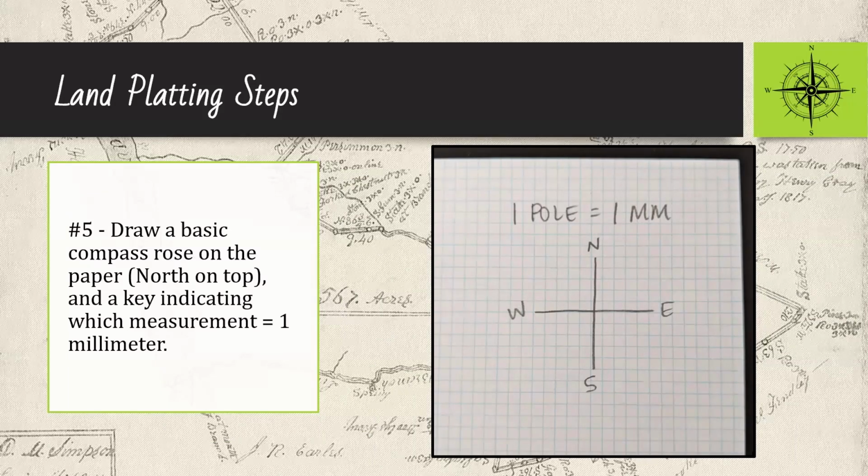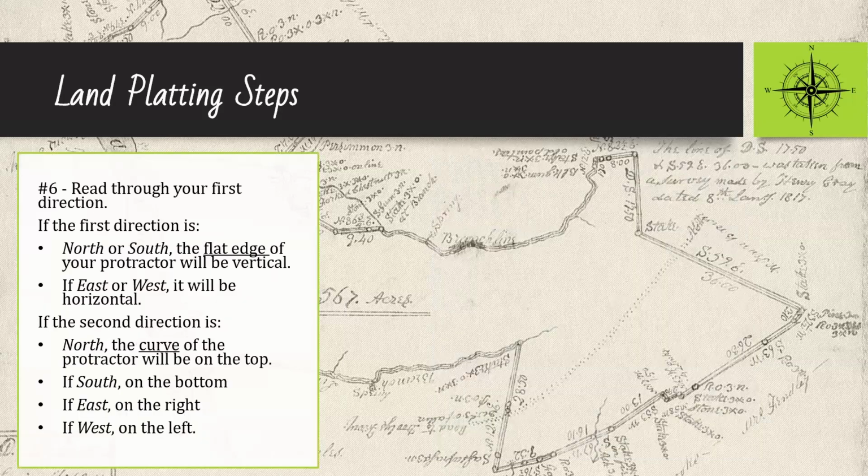I would put a basic compass rose up at the top because if you're turning your paper to be drawing lines, you need to always make sure you know where north is, right? Because that's how these descriptions are written out. And I always like to put what equals 1 millimeter so that if I'm halfway through or even just giving this to a client or somebody else, then we know what our unit is.